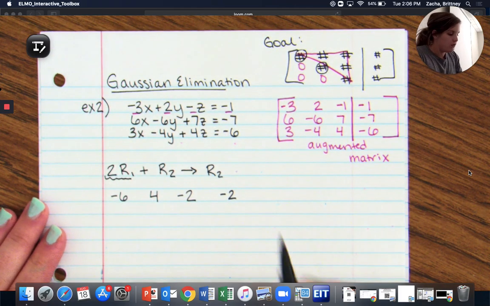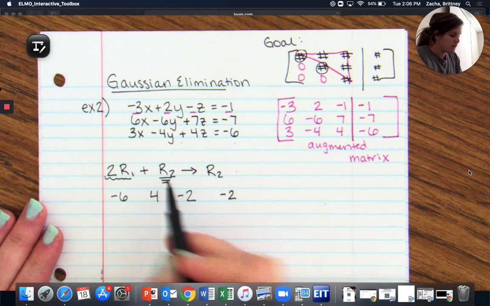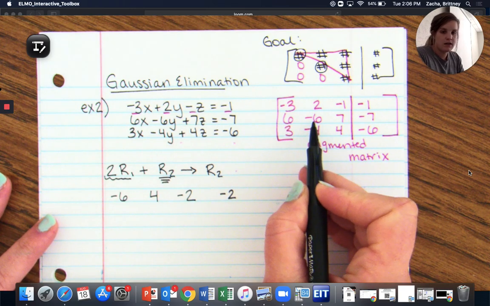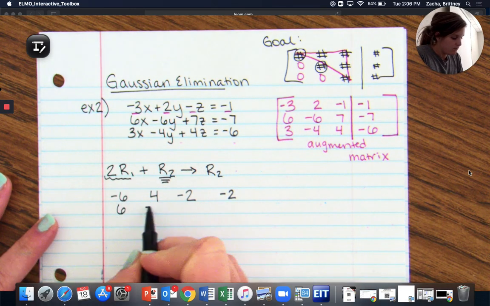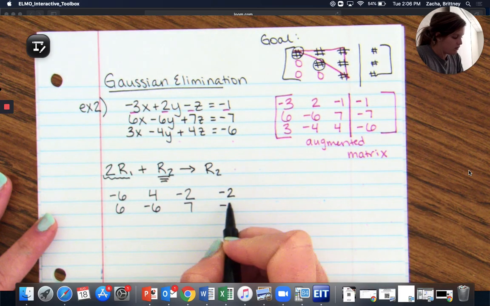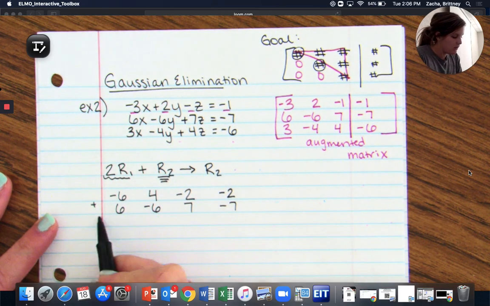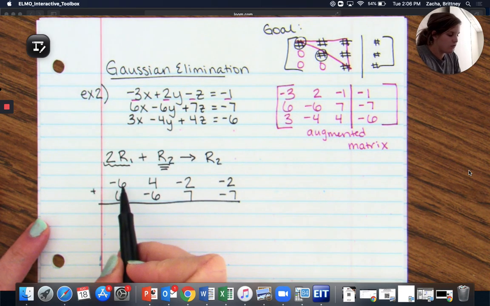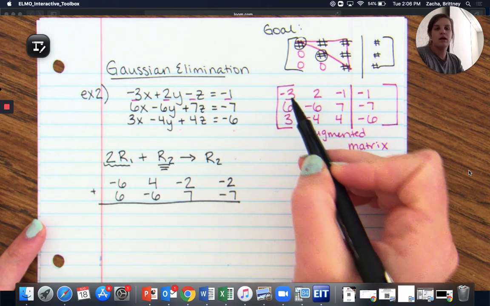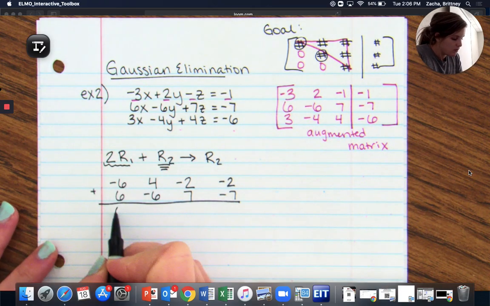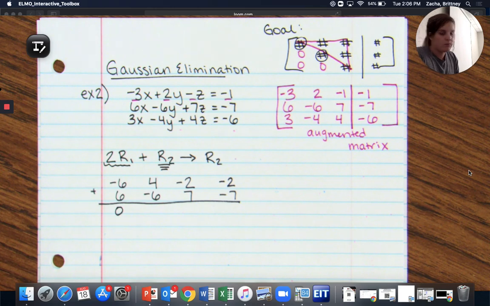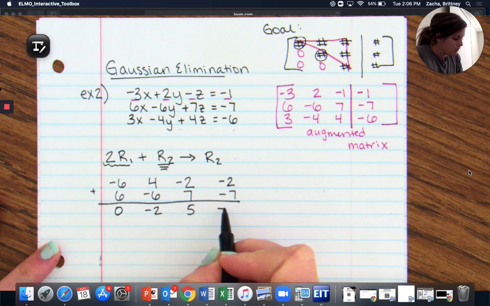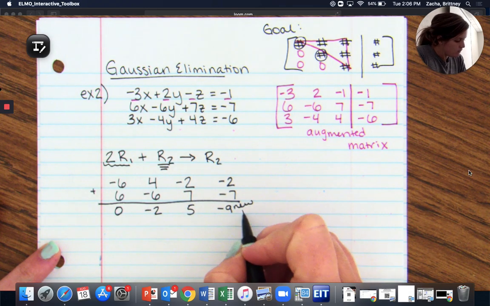Okay, now we're going to go ahead and rewrite row 2 exactly how we see it, because we don't need to multiply it by anything. So 6, -6, 7, -7, and we're adding those together to get our new row 2. So notice the whole reason why we multiplied the top by 2 and we're adding them together is so that this becomes 0. That's what we wanted. Okay, that becomes -2, 5, -9, and that's my new row 2.